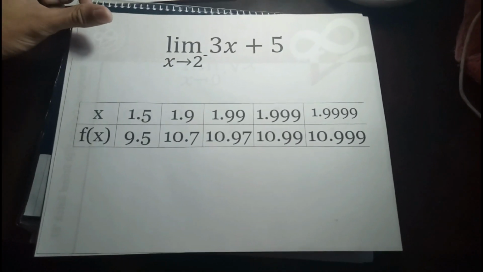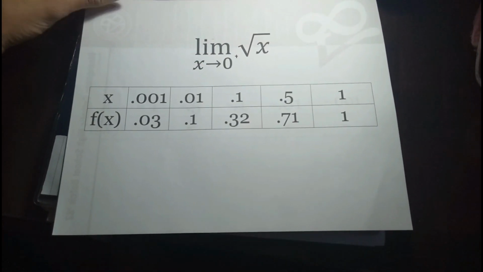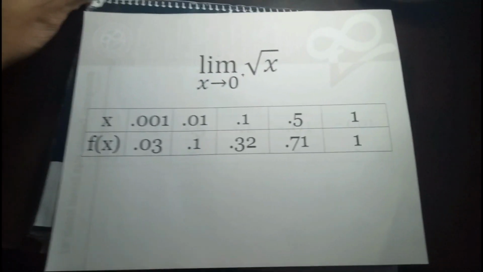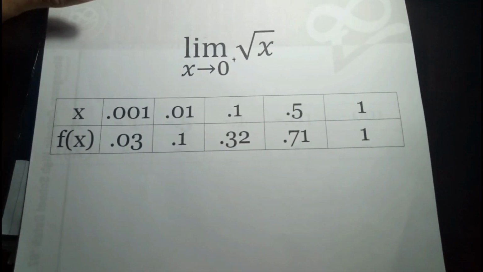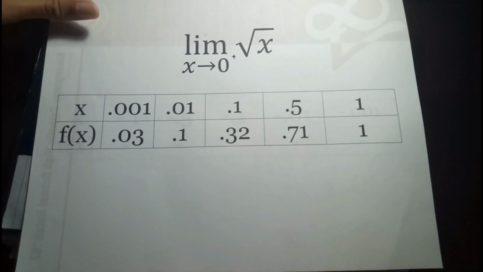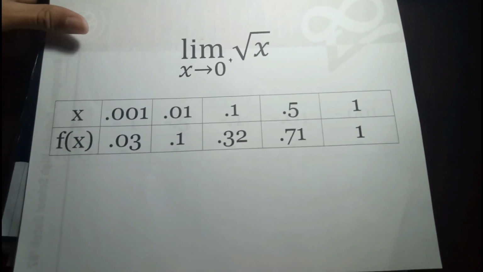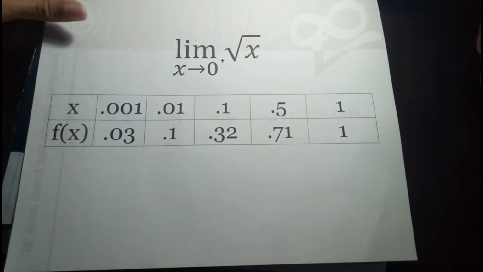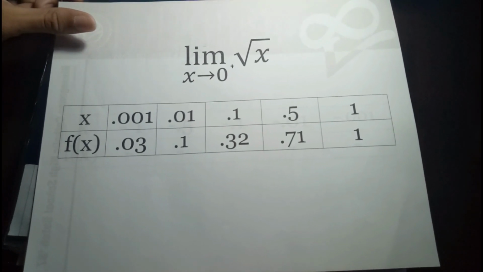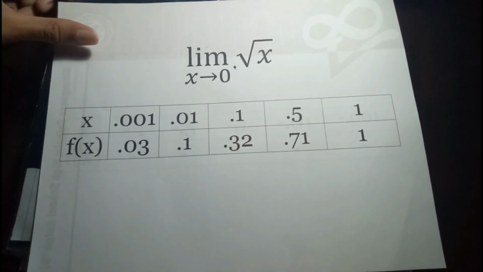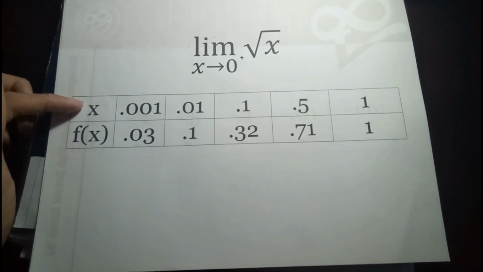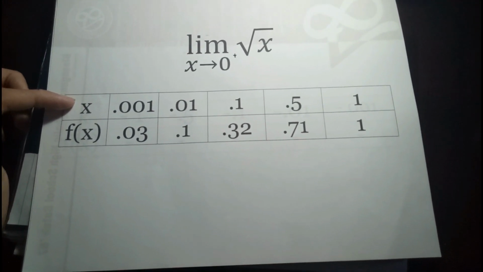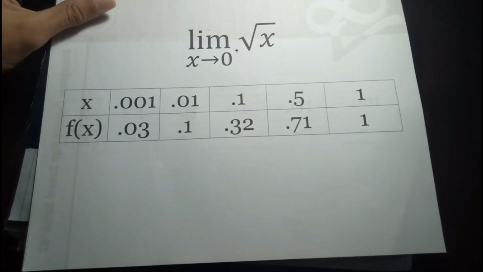And now, not all functions have equal limits. For example, the limit of square root of x as x approaches 0. The x values are 0.001, 0.01, 0.1, 0.5, and 1, and their corresponding f of x are 0.03, 0.1, 0.32, 0.71, and 1. We can see that the limit of square root of x as x approaches 0 on the right side is 0. Next is the left side of the limit.